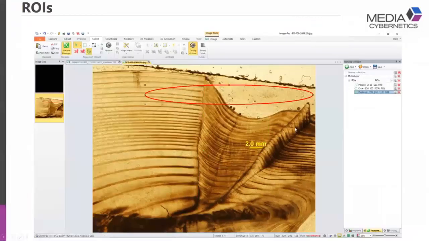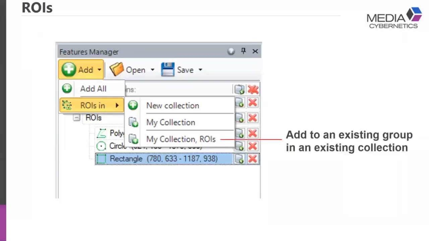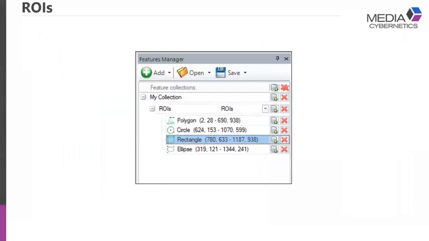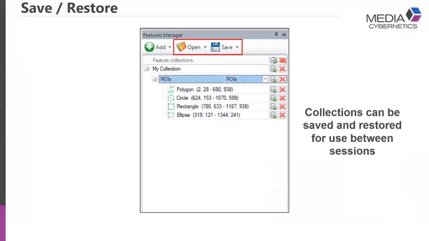If I want to add additional features to my collection, so here you can see I've added an ellipse, then I can select the option to add, and I get the choice of adding that either to a new collection, to an existing collection, or to an existing group within my existing collection. And that's what I've chosen to do here, and now you can see that in my collection I've added my ellipse. So it's really important to mention that we can save and restore collections. So collections can be saved and restored for use between sessions. So there's no limit on the number of collections you can save, and there's nothing to stop you from restoring them over very long periods of time.